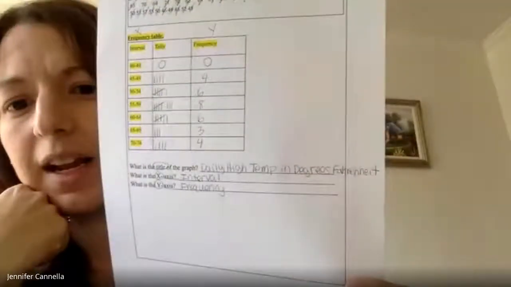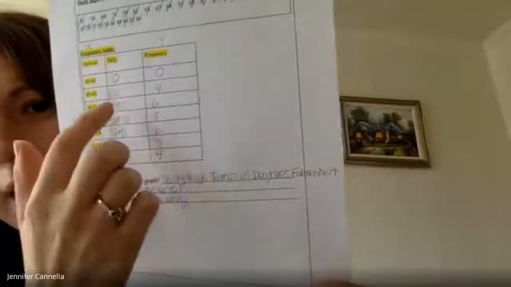So the title of the graph is Daily High Temperatures, in degrees Fahrenheit. You can put the degree symbol and an F, that little circle and an F, which stands for degrees Fahrenheit. The x-axis is going to be the interval. The x-axis is always the first line. Right, that's right, Jazzy. And the y is the frequency.